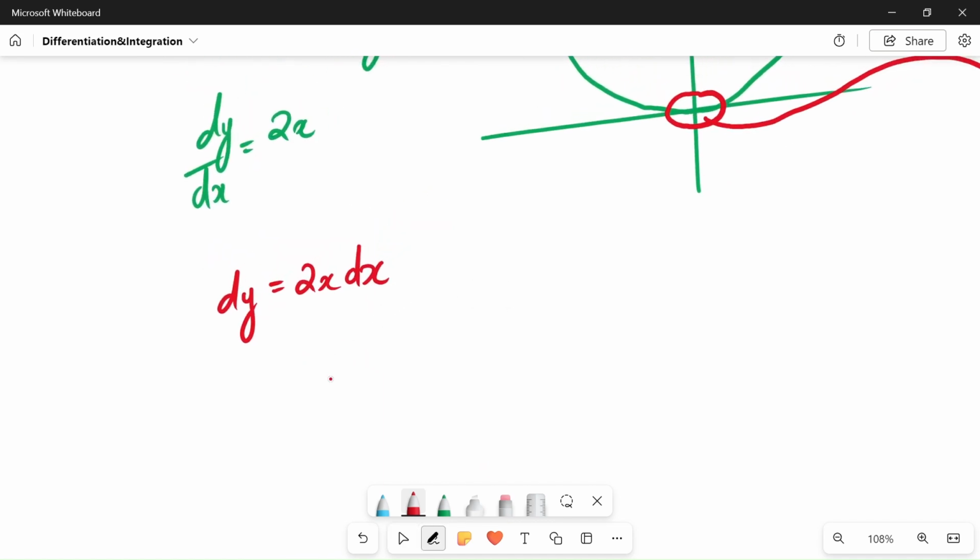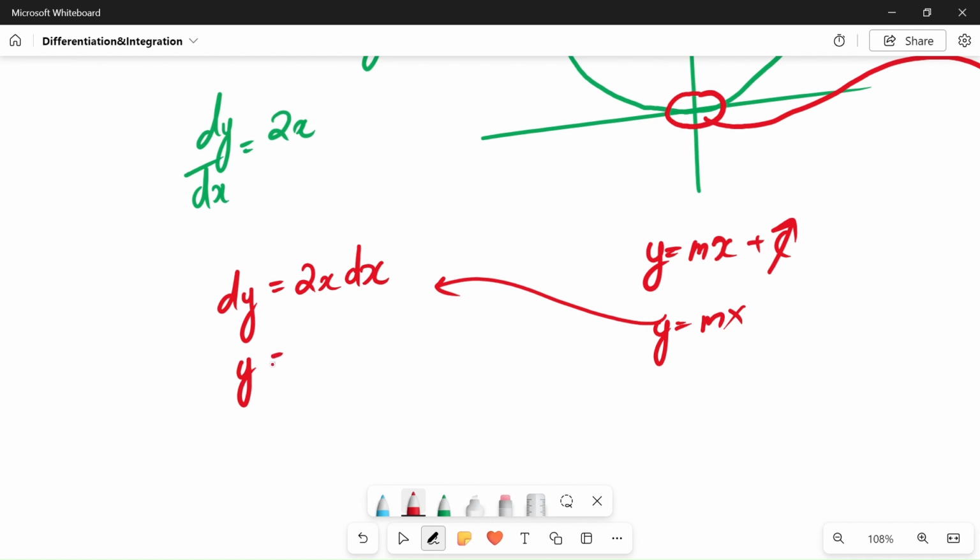The second thing that I want you to do is to remind yourselves the equation of a straight line, which is y equals mx plus c. Let's forget the constant part, the intercept part, and focus on this: y equals mx. So compare this equation with this equation and you will find a very striking similarity between these two equations.